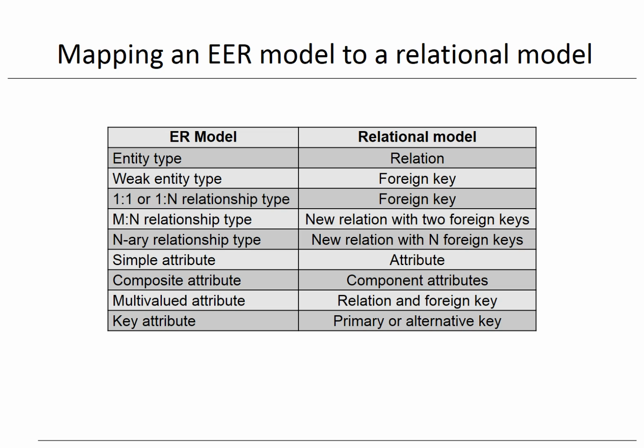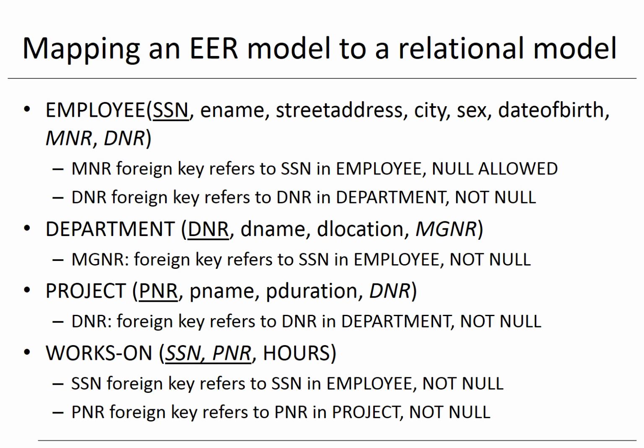We can now conclude the discussion of the steps that should be followed when mapping an ER model to a relational model. This table summarizes how the key concepts of both models are related. Here you can see the resulting relational model for our employee administration. Let's briefly discuss it. The primary key of the employee relation is social security number. It has two foreign keys.